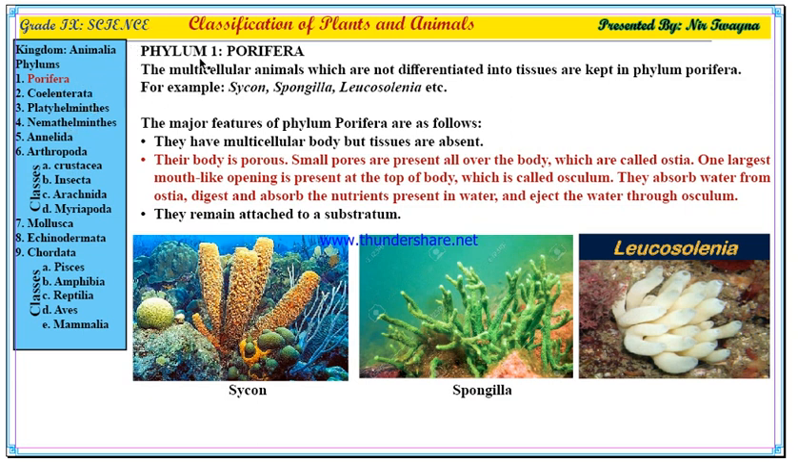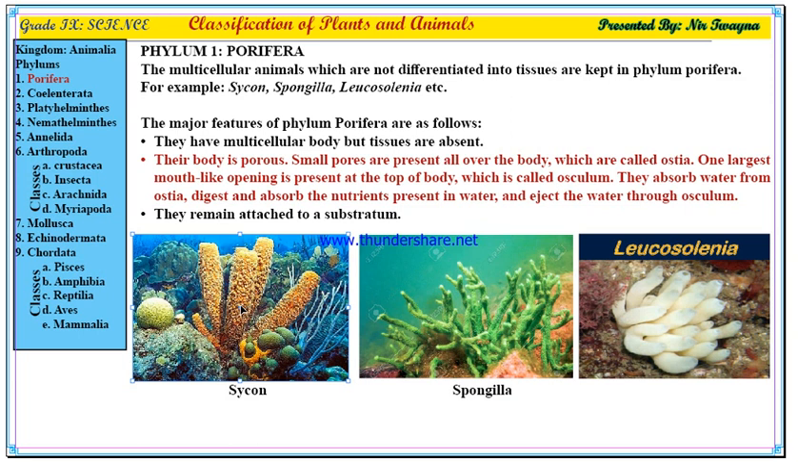First of all, let us discuss the phylum Porifera. Porifera are multicellular animals, made up of several cells. But their cells are not differentiated into tissues. They are just a collection of cells, but they don't have any tissues. Their cells do not form tissues.